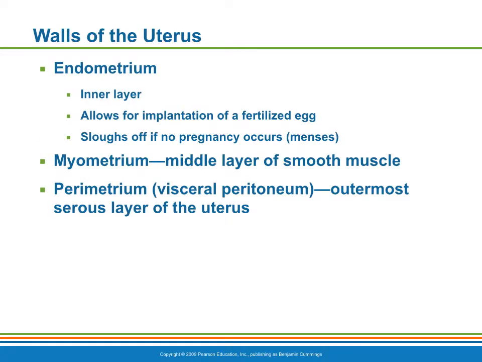The walls of the uterus have 3 layers. There's the endometrium, the myometrium, and the perimetrium. Now these are different layers. The endometrium is the layer where it will fill up with blood. It allows for the implantation of the fertilized egg. If no pregnancy occurs, no fertilization of the egg, then menses will occur, and then it will lose the egg along with the rest of the menses.